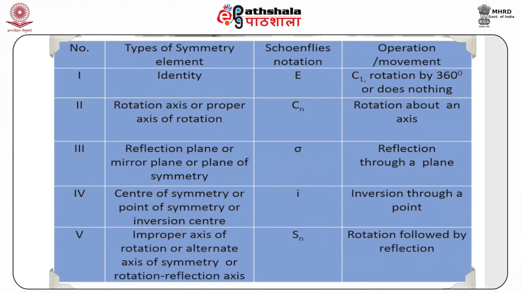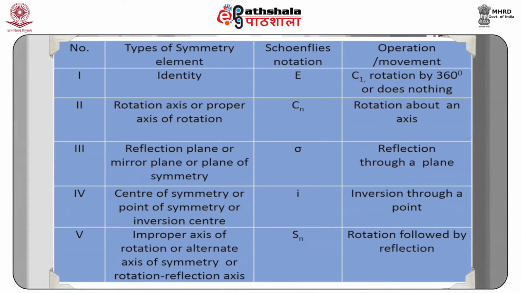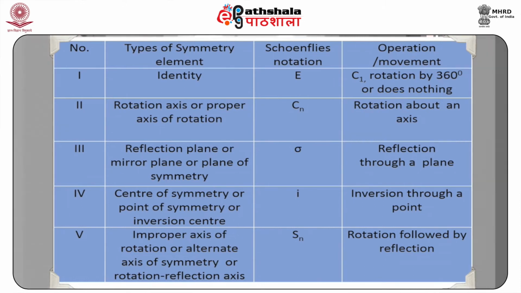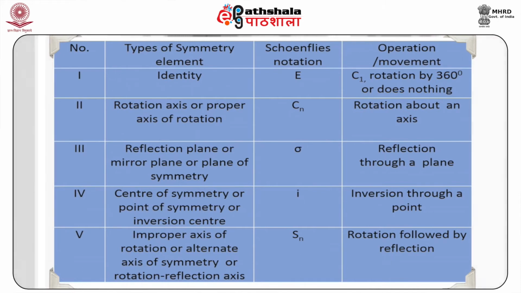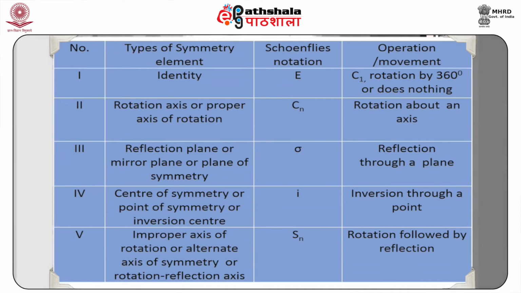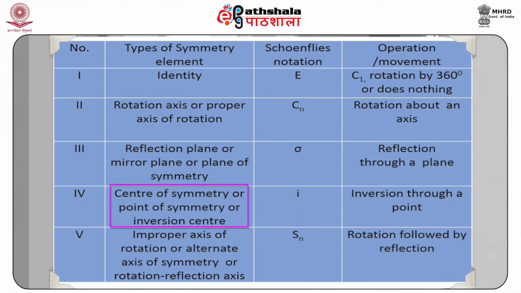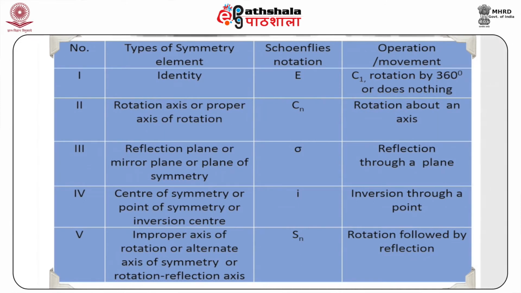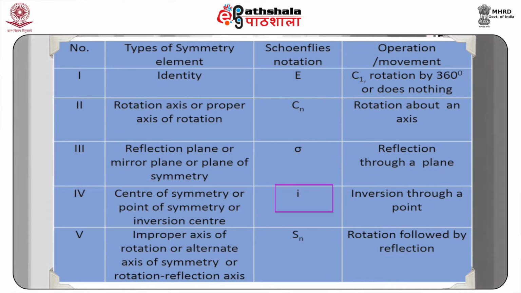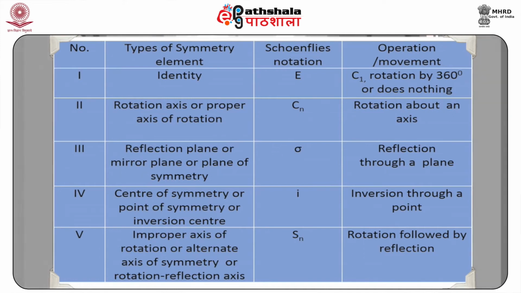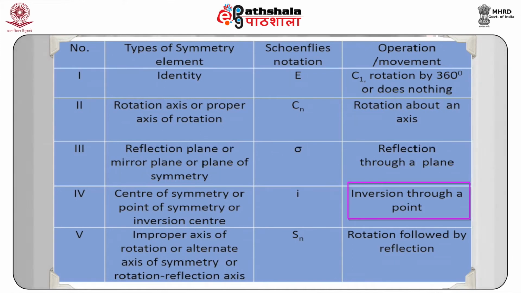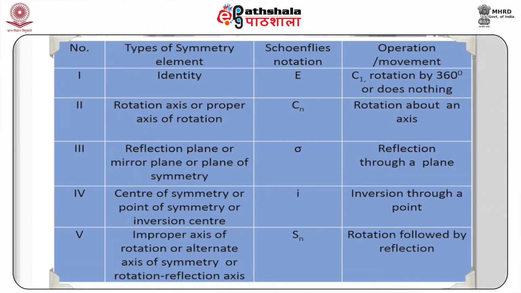And in this what do we do? We put a plane in the middle of the object and then reflect one part of it to the other part of the molecule and then see whether this matches or not. The fourth symmetry element is the center of symmetry or point of symmetry or inversion center. Its symbol is i. The operation done is inversion through a point. Through a point is nothing but through the origin generally.